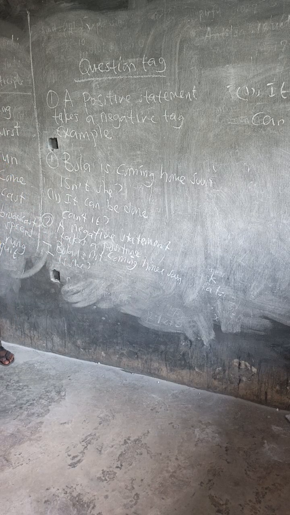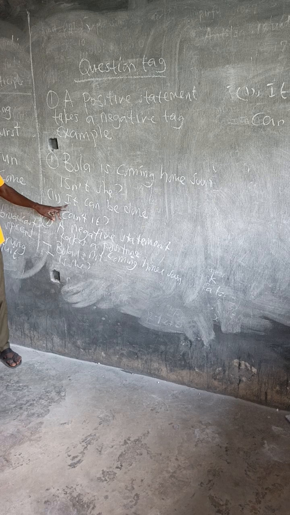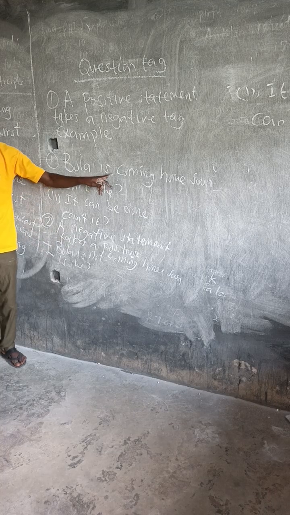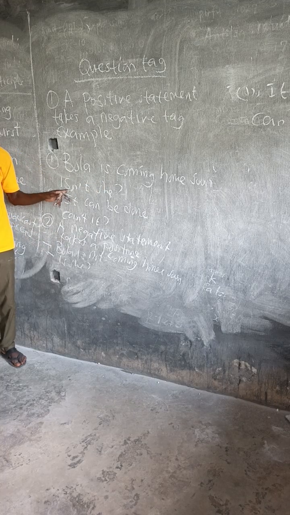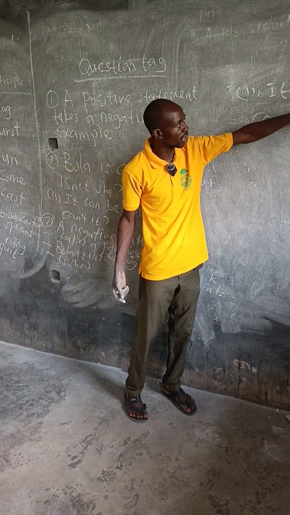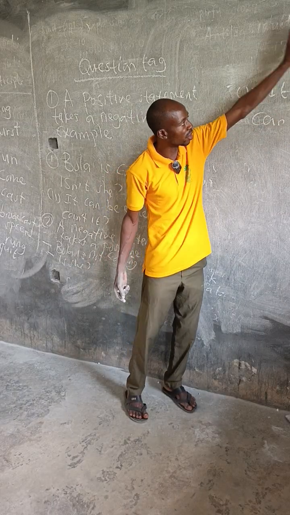Then just withdraw the positivity of it and bring it to yourself. Like this one, the first one here is "it can be done." You have to add "not" to this one. That's why you say "it can't." The same thing here. You say "Bola is coming home." There's no negativity in this one. Just add "isn't it." The same thing in this one. There's negativity in this one. That is the negativity. That's a negative statement. You have to throw away the "not."